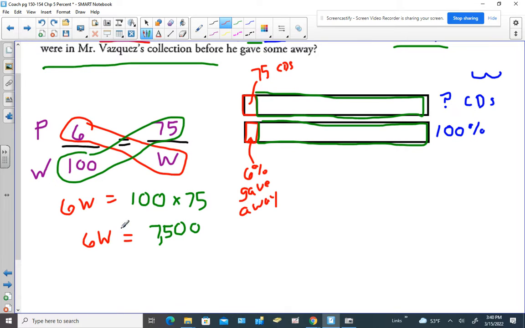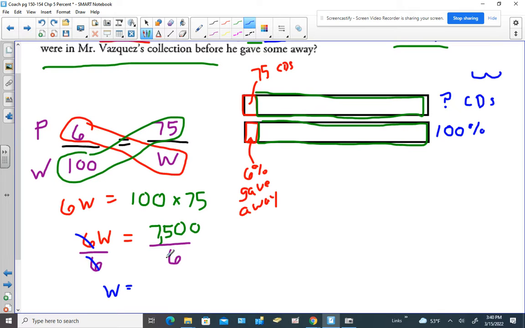All right, next we have an equation. 6 times some number is going to equal this. To solve, we have to undo it. What's the opposite of multiplying something by 6? It would be to divide it by 6. So that'll be next. Divide both sides by 6. Simplify this, get 1. 1 times W is W.